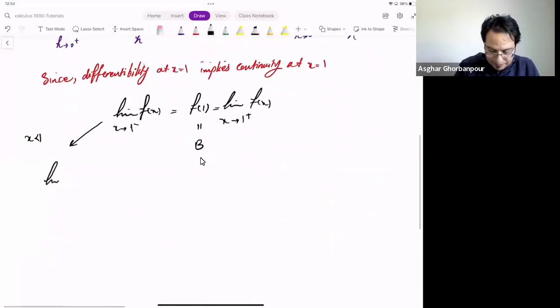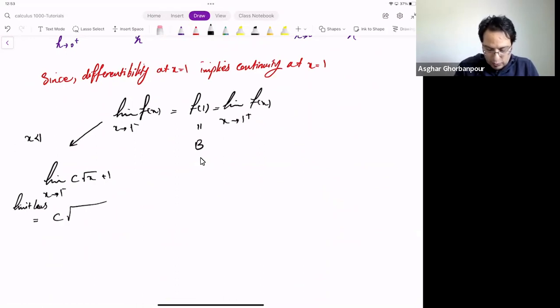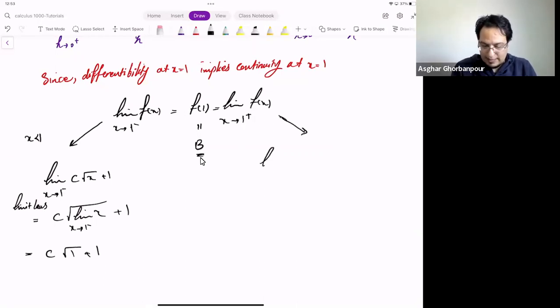So the limit of c times the root of x plus 1 as x goes to 1 from the negative side. This is just limit laws. Limit laws imply that this is going to be c times the root of the limit of x as x goes to 1 negative, plus 1, and that is c root 1 plus 1. This is the left limit. This is the value of the function. Now let's see what will happen for the right limit. For the right limit, I have to use this guy.